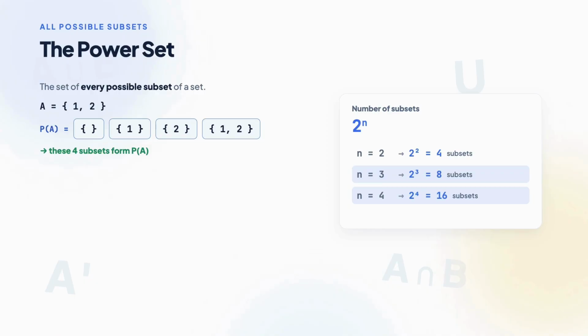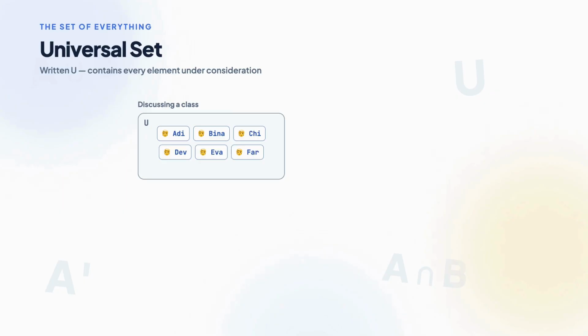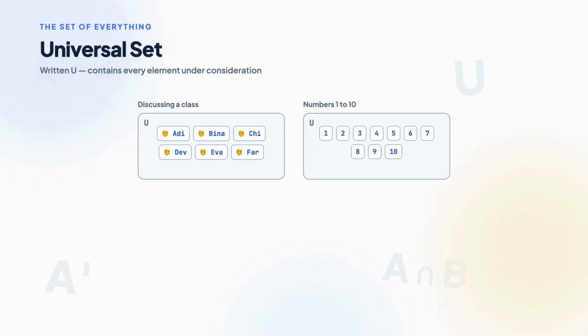Next, let's understand the universal set. The universal set contains every element under consideration for a particular problem and is represented by the letter U. For example, if we are discussing students in a class, then the universal set contains every student in that class. Similarly, if we are working with numbers from 1 to 10, then the universal set contains all those numbers. Every other set is considered a part of the universal set.